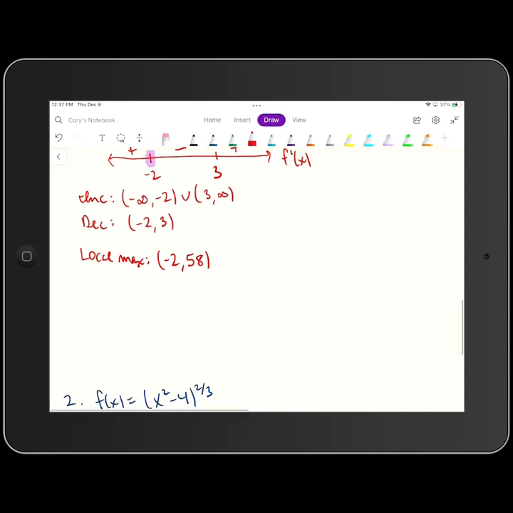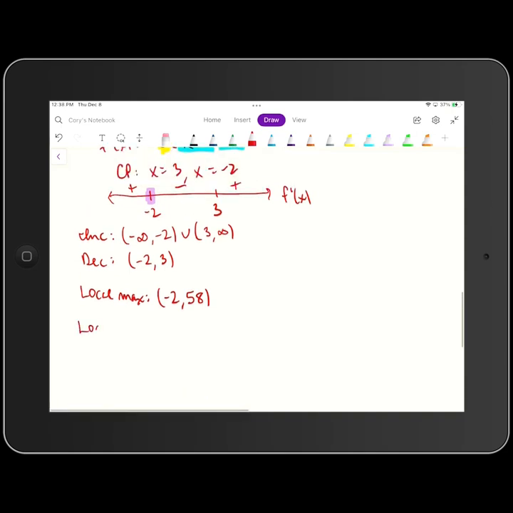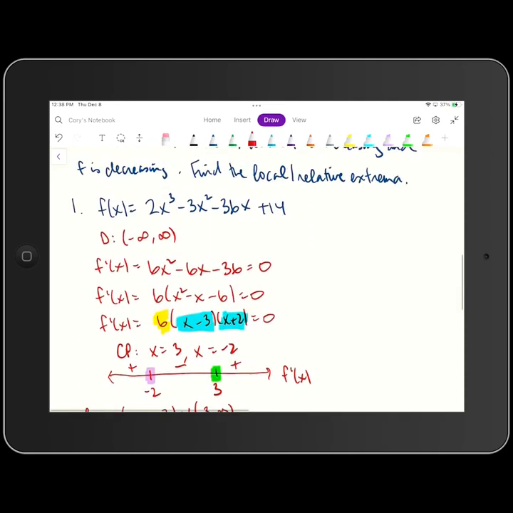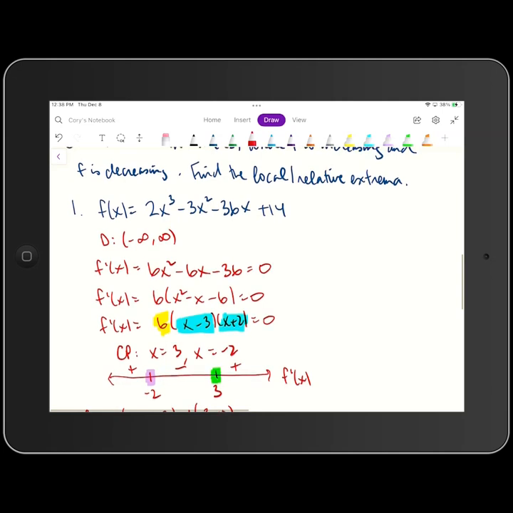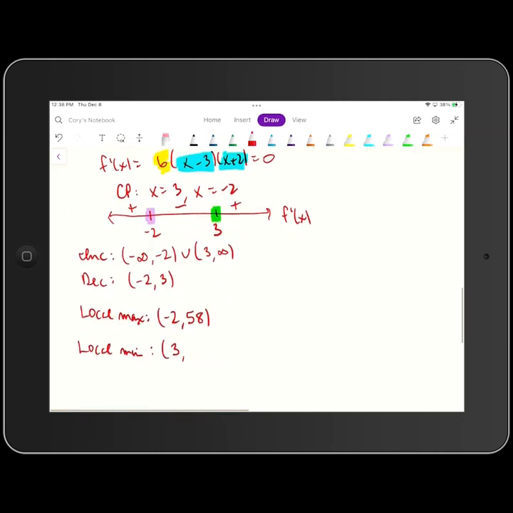And then we have a local min where f prime changes sign from negative to positive, and that happens at that value in green at x equals 3. So 3 is going to be the x coordinate of our local min. We're going to plug 3 into the original function to calculate the y coordinate at that point, and the y coordinate at that point is going to be negative 67. Okay, so again, local maxes and local mins, we have to express those as ordered pairs.